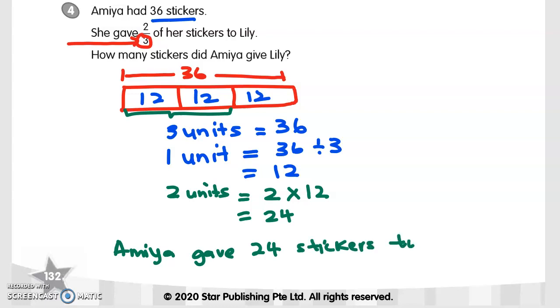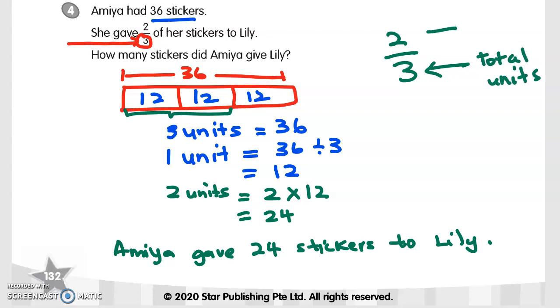Now by this time, you should notice that we are using the fraction of a set to identify how many total units and how many parts. So I just want to recap. For example, this fraction 2 out of 3, the denominator tells you the total units, and the numerator tells you how many parts or how many units are affected.